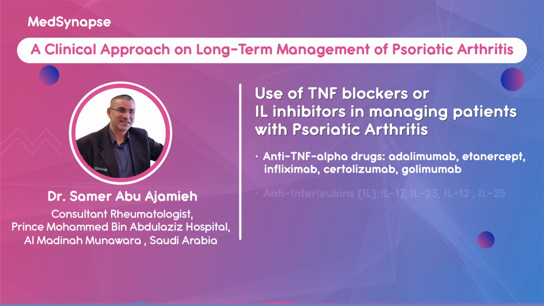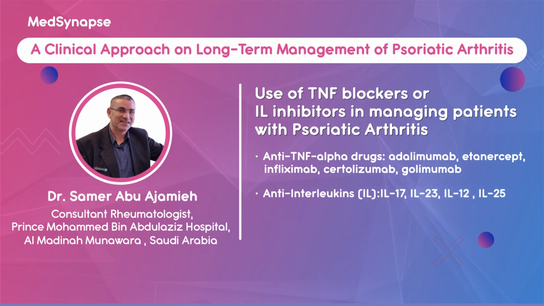Now we have the anti-interleukin 17 drugs, for example, ixekizumab and secukinumab. We also have an option which is anti-interleukin 23/12, like ustekinumab. And nowadays we also have the anti-interleukin 23, like guselkumab. These are the main biologics that in my practice I use for treating psoriatic arthritis. But we have now a new group.